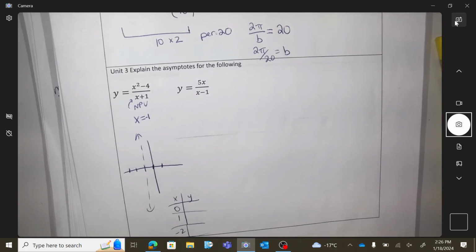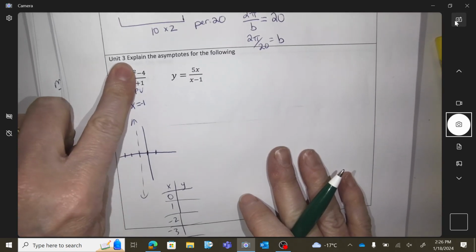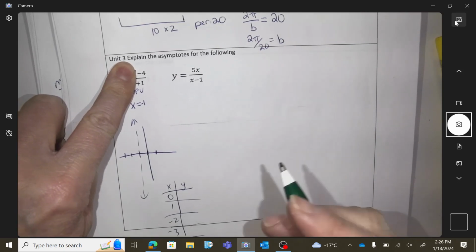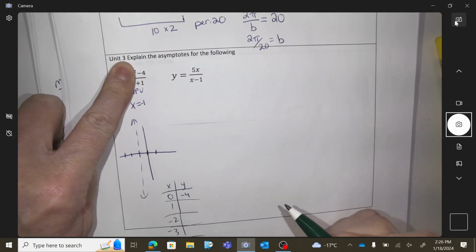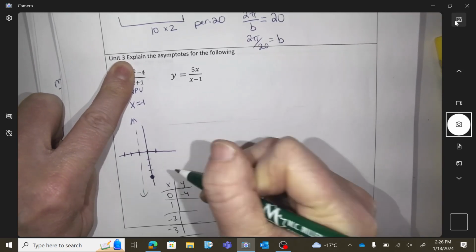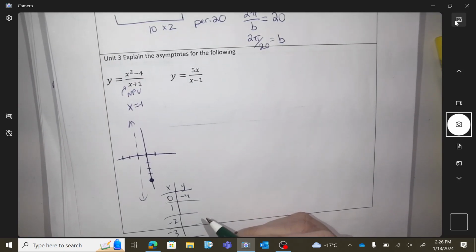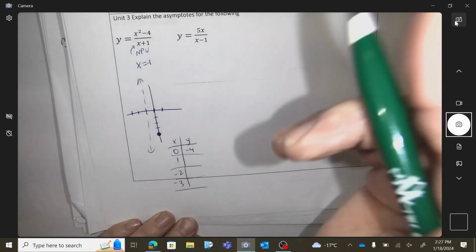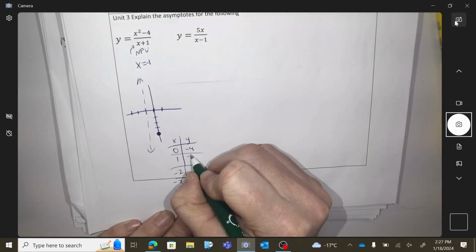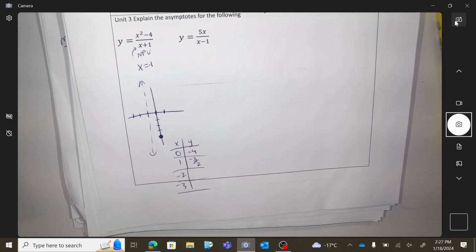Okay, so let's plug that in. If x was 0, you would get -4. If x was 1, you would get 1 squared minus 4, -3 over 1 plus 1. So -1.5.